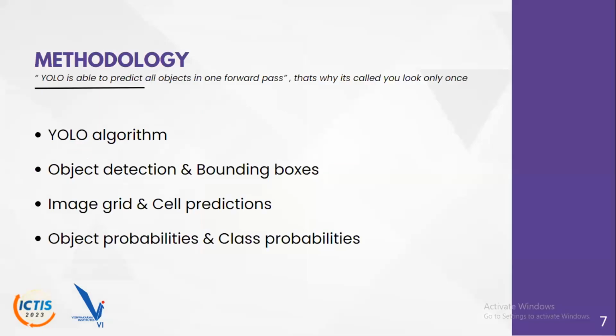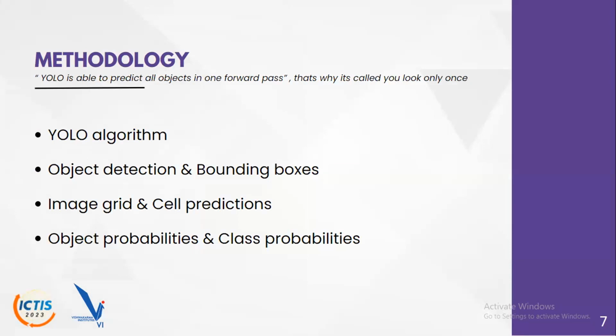So we go to the methodology part. YOLO stands for You Only Look Once. It has the ability to predict all the objects in one forward pass. It doesn't need to repeatedly check for different objects at different times. So in one pass it can check the complete set of objects in one picture.